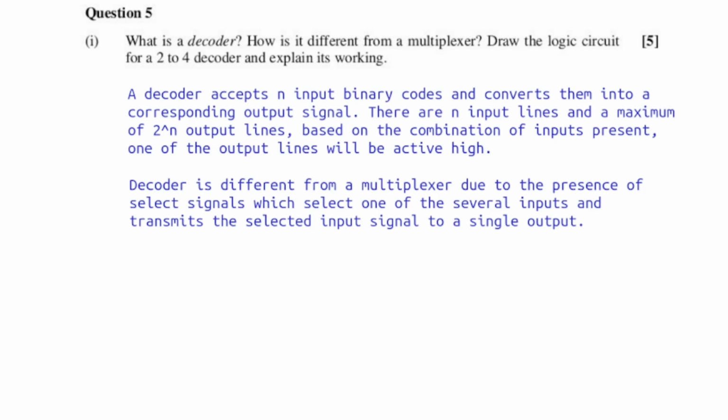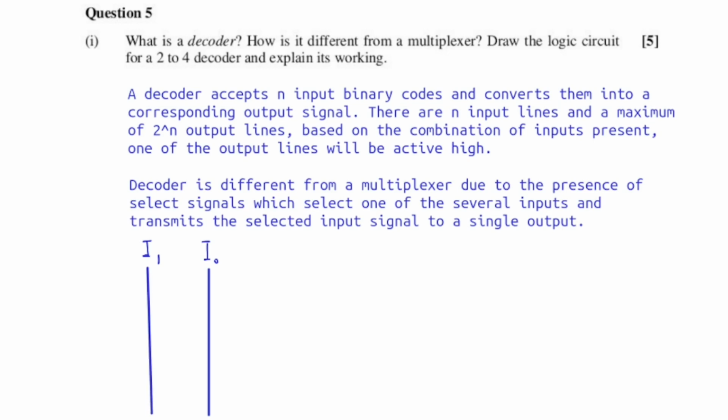The third part of the question is asking us to draw the logic circuit for a 2 to 4 decoder and explain its working. So let's do that also. So let's say there are 2 input signals. We'll call them I0 and I1. So we have one line for I0 and we have one line for I1.